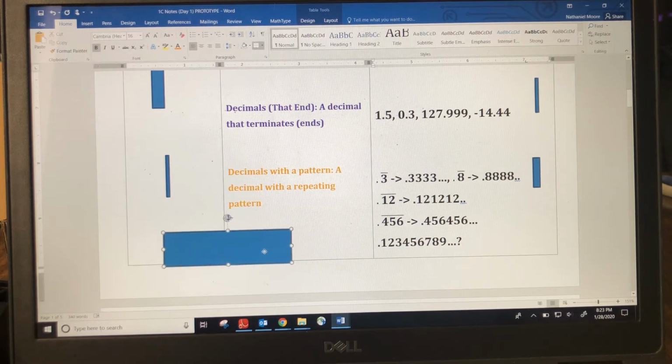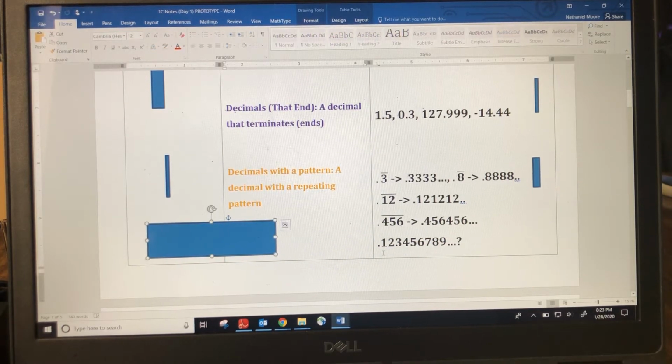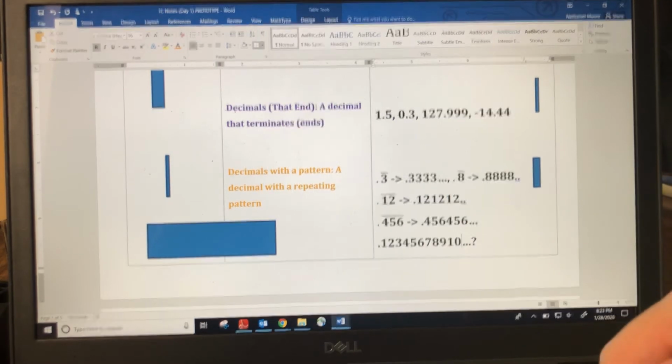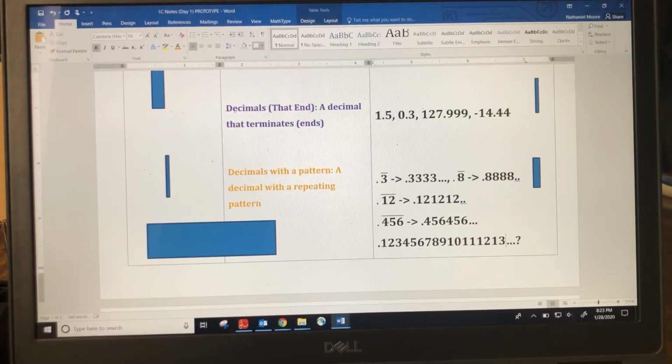Now, what about this one here? 0.123456789? Does that have a repeating pattern? Now, some of you might go, well, yeah, it kind of does, because 1, 2, 3, 4, 5, 6, 7, 8, 9. But then what would be the next one? It would be 10, then 11. So it might be like 10, then 11, then 12, then 13. That pattern isn't really repeating very well.